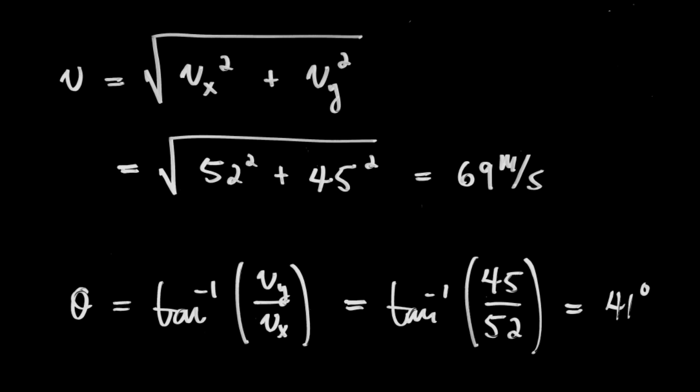Never going to put a negative number in there. What I'm going to do is take the inverse tangent of the y component of the velocity, written as positive, which is 45, and the x component of the velocity, which is positive anyway, which is 52. And what am I going to get as my answer? 40.8. So let's say 41 degrees.